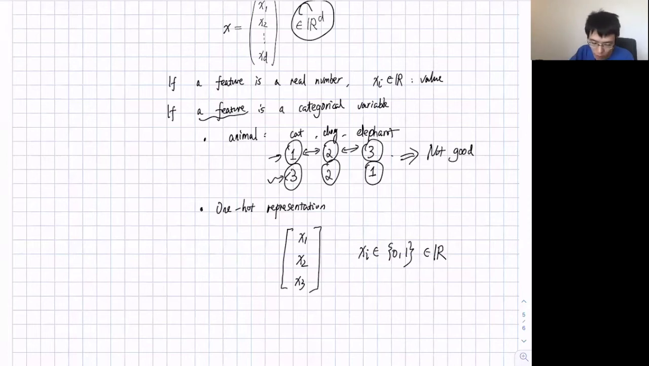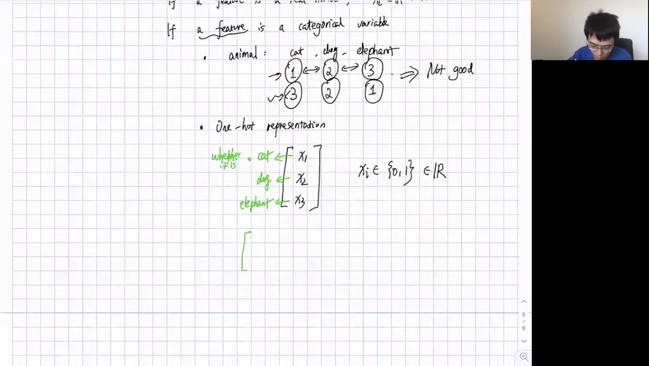Then I will say the meaning of the first feature is whether it is a cat, okay? The meaning of the second feature is whether it's a dog. The meaning of the third feature is whether it's an elephant. So now you see, if it's indeed a dog, then the feature would be 0, 1, 0. If it's instead a cat, then it will be 1, 0, 0, or for an elephant, 0, 0, 1. So this is the feature of a cat, this is a dog, this is an elephant.